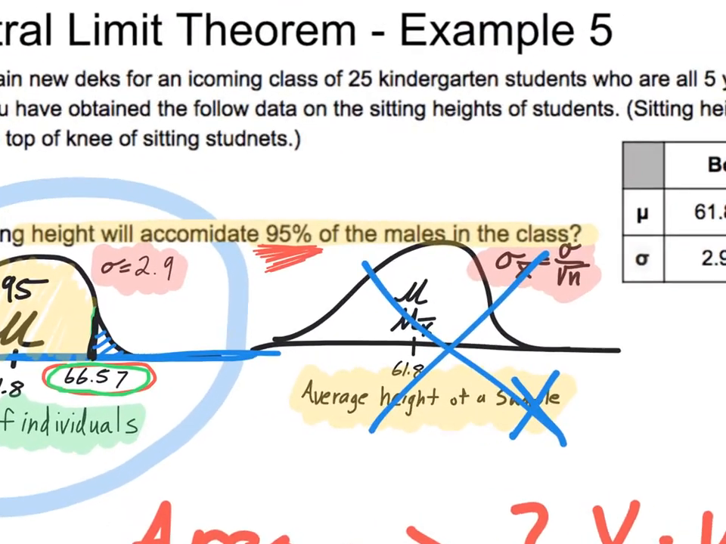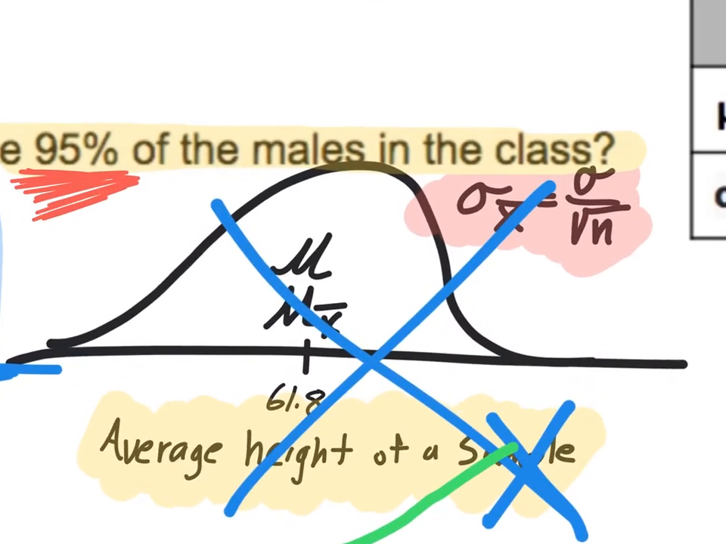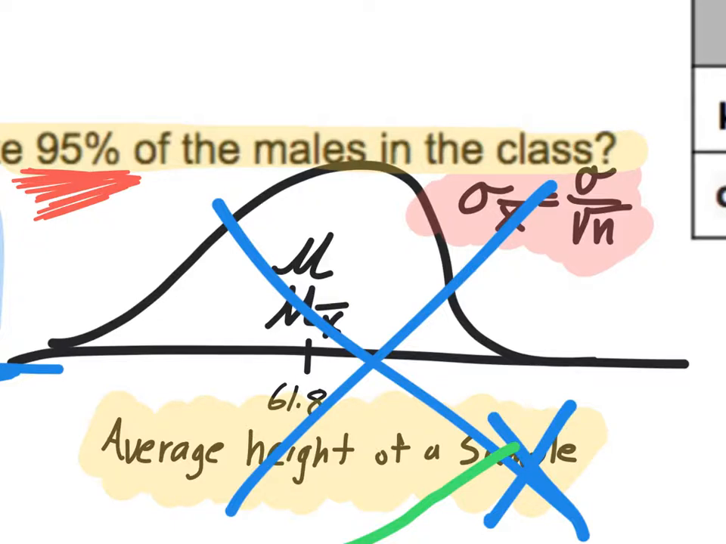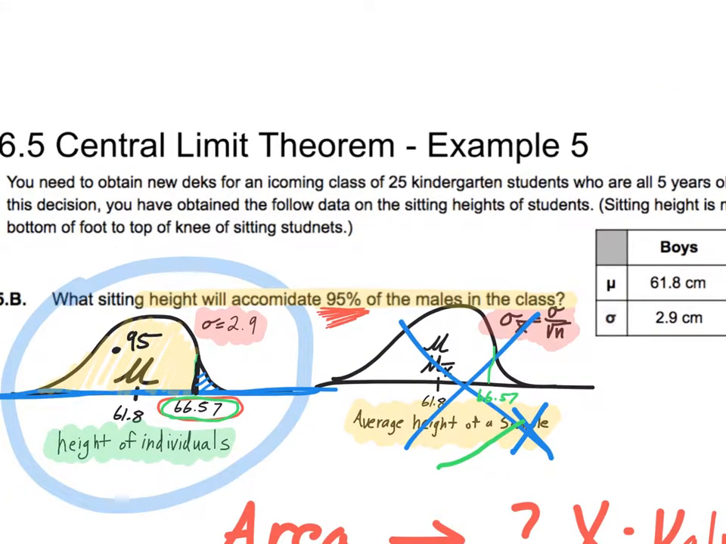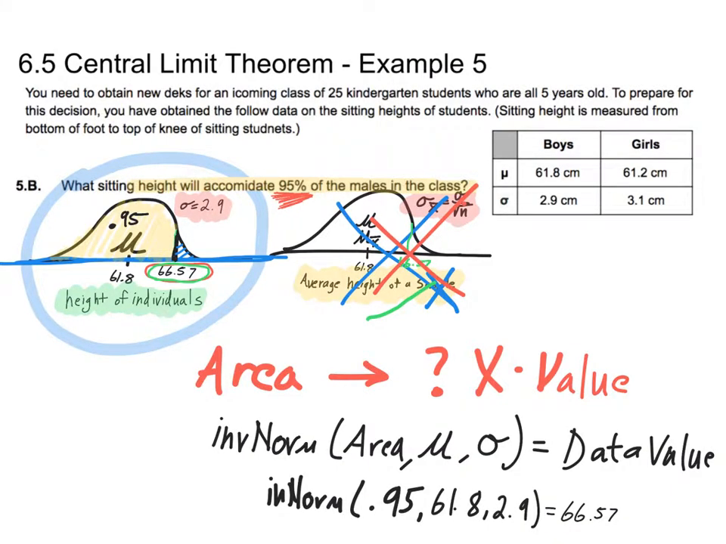If I were, for example, using this curve over here and I determined that 66.57 was defined by my 95%, all that would say is that 95% of my groups would have a mean of 66.57. And that doesn't make any sense, because the original question said nothing about groups. So again, this type of situation is not what I wanted. Hopefully you're understanding how to solve these types of problems and you're seeing the differences between the two. If not, we've still got a few more examples to go through.